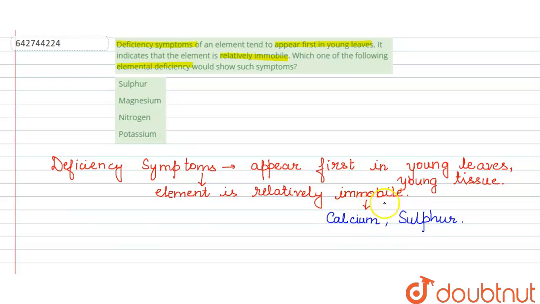Because these calcium and sulfur are basically part of the structural component of the cell, and that is why they are quite immobile. They are part of the structural component of the cell, right? That is why they are not easily released.